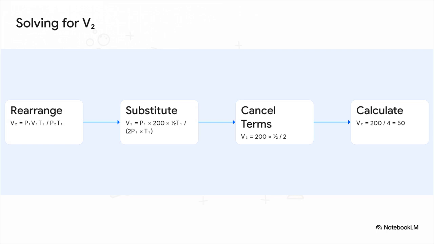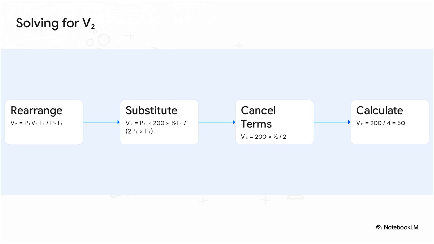So let's actually get our hands dirty with the math. Our very first job is to isolate what we're actually looking for, which is V2. Rearranging the equation gives us V2 equals P1 times V1 times T2, all divided by P2 times T1. Now we just carefully substitute in those values we extracted earlier. We'll plug in 200 for V1, a half of T1 for T2, and 2 times P1 for P2.